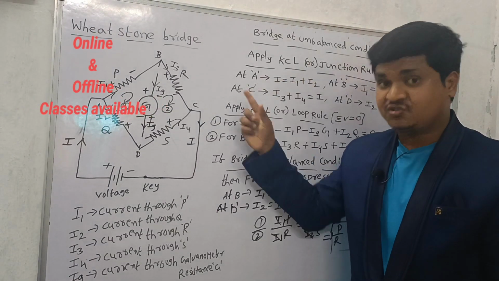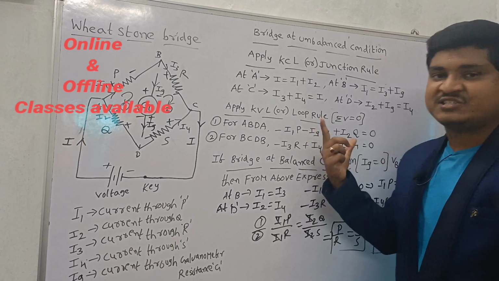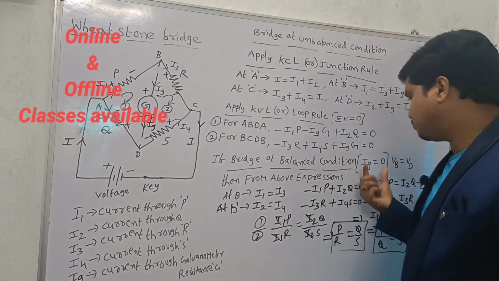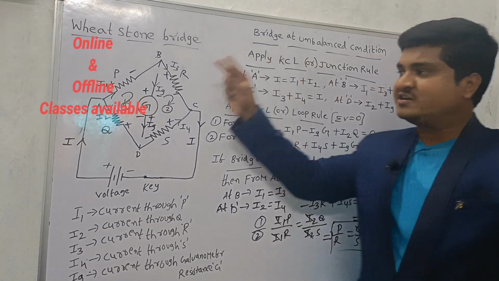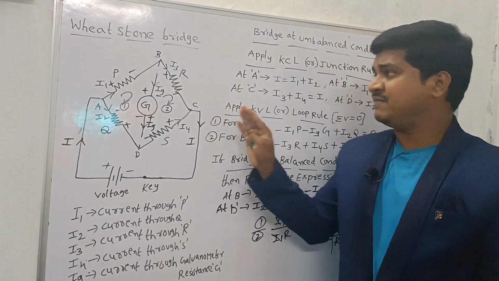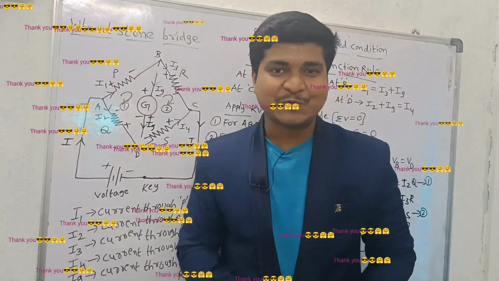If they are asking for current or voltage, you will apply the bridge balancing condition and you will get the unknown resistance values. If the bridge is in unbalanced condition, the expressions are in terms of IZ. If the bridge is in balanced condition, then you should take IZ as 0, nothing but at B and D you will get the same potential, and we need to simplify the circuit. So they will give numericals on this concept. So this is about the Wheatstone bridge.